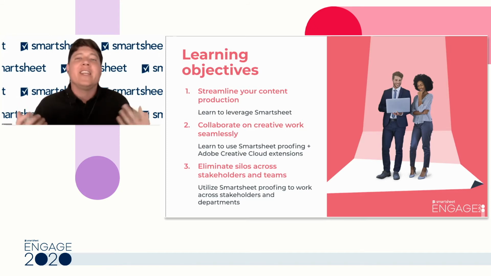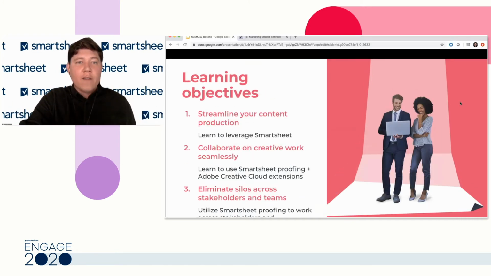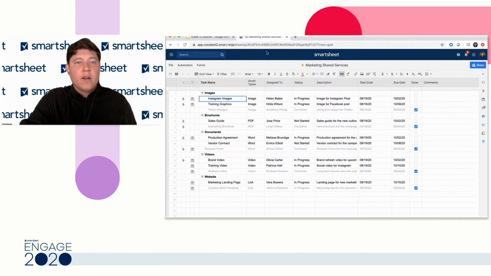And then how do we eliminate silos so that we can really work across departments and work across different stakeholders we may have internally or externally? So I'm going to go to a demo now of some of the ways Smartsheet helps do that. For the purposes of this demo, as you can see, this is a sheet.